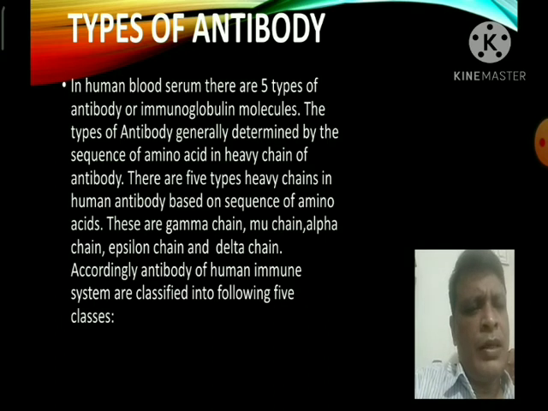The type of antibody is generally determined by the sequence of amino acids in the heavy chains of the antibody. There are 5 types of heavy chains in human antibody based on the amino acid sequence. These are the gamma chains, mu chains, alpha chains, epsilon chains, and delta chains. Accordingly, the antibodies of the human immune system are classified into the following classes.